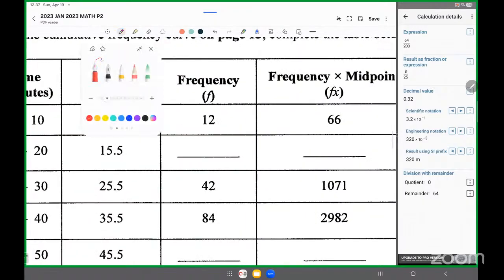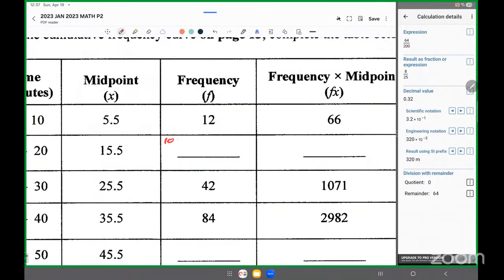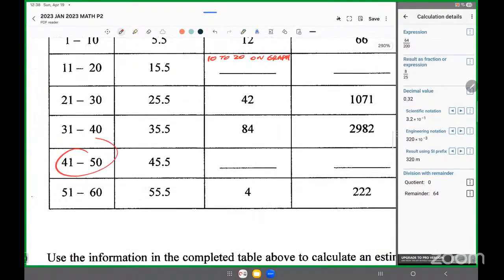So you want 10 to 20 students, 10 to 20 on the graph. And down here, it's in this interval between 40 and 50, because remember, they're using the upper limit values. So it's between 40 to 50, 40 to 50 on the graph.